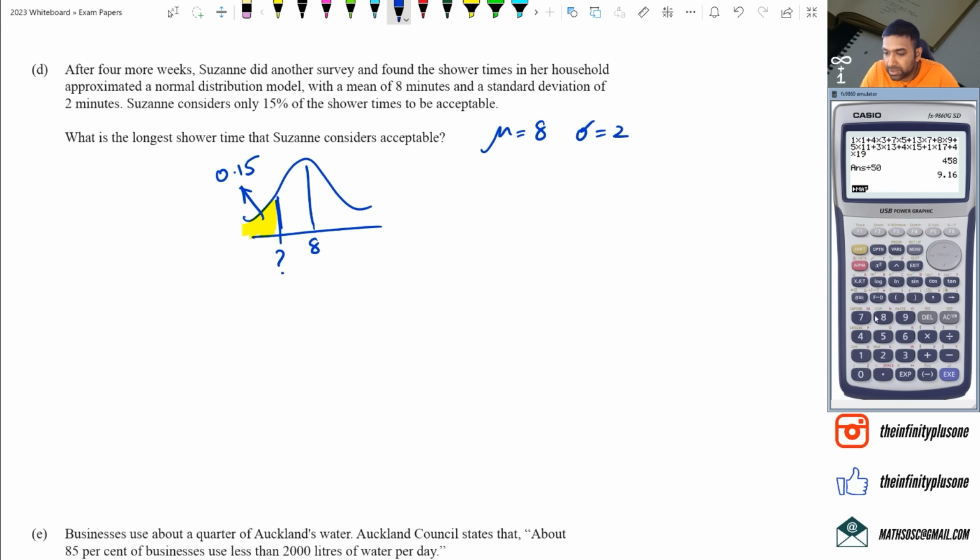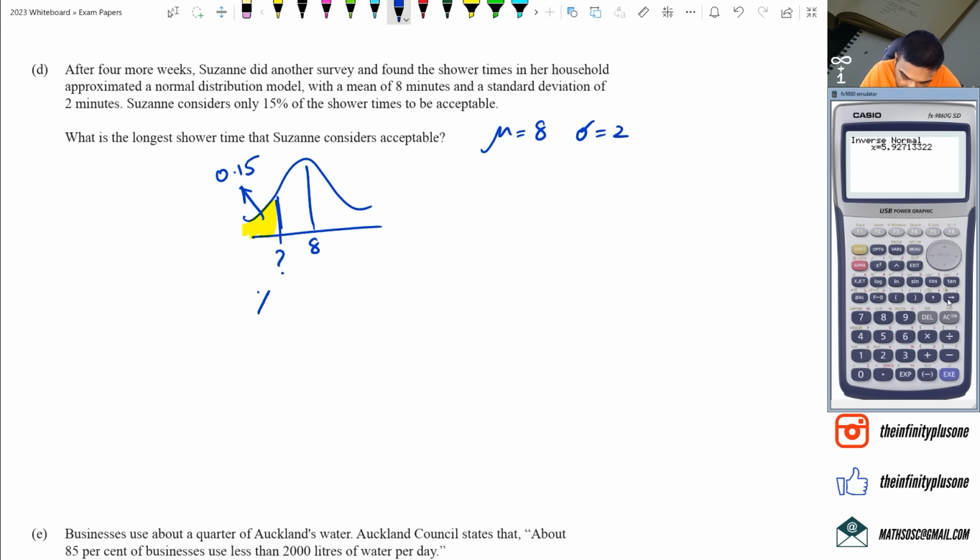So we're going to go straight into the graphics calculator and go into stats mode. And under there, we're going to go to distribution, normal, inverse. So what is our area? Area is equal to 0.15. So that's the left tail, and we do need to mention that it's the left tail at the top there. Then our standard deviation is 2 and our mean is 8.